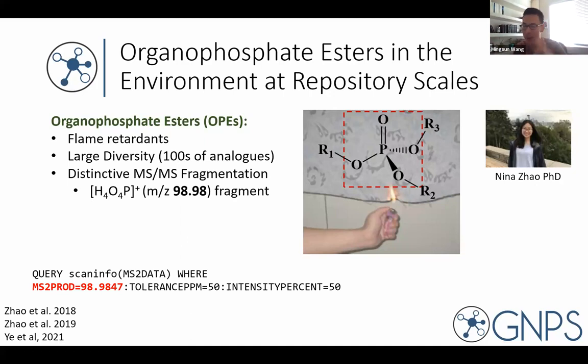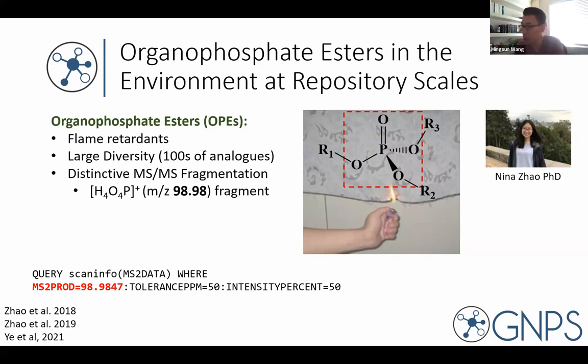Just a broad overview of why they matter. They're used in flame retardants, and there's a large diversity. There are hundreds of known analogs of organophosphate esters, and they're not particularly good for human health, and they end up in our waterways. So it's good to at least understand how much diversity there is of these molecules and how big of a problem it potentially could be.